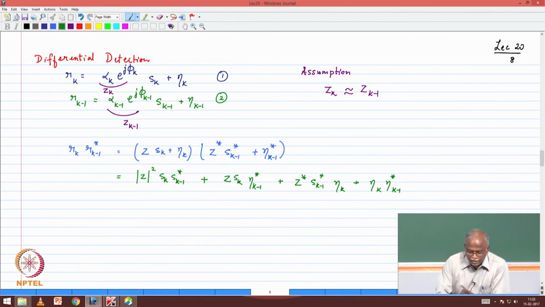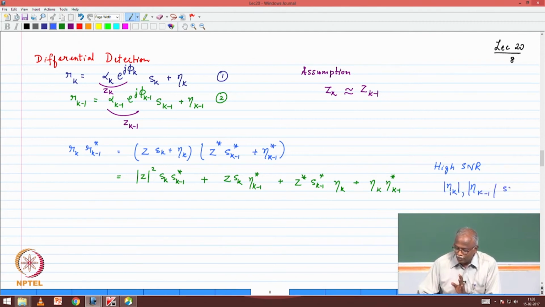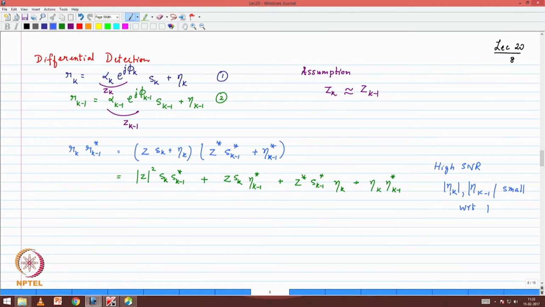Okay. Here is another assumption that is made: you have fairly high SNR or good SNR conditions. What does that mean? That the variance of the noise is much less than the signal variance. So in other words, I'm making a qualitative statement, eta k magnitude and eta k minus 1 magnitude are small with respect to 1, because the magnitude of Sk is equal to 1. It's a phase modulation scheme, e power j theta is the transmitted signal. So the noise samples are small relative to this.